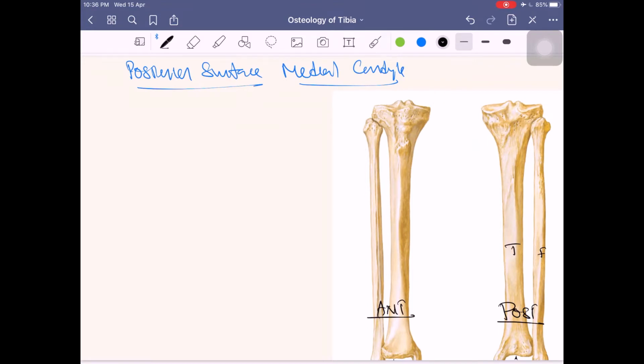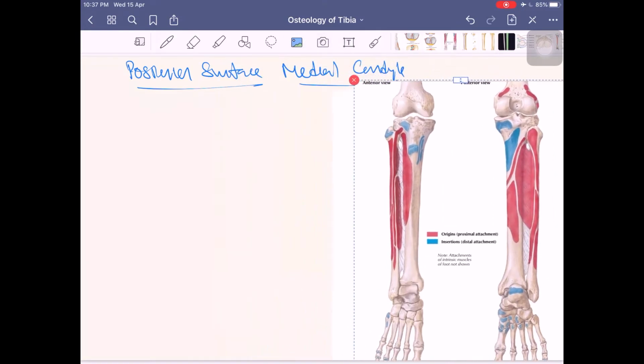Now in this picture, this is your medial condyle, and this is your lateral condyle. So this is the area we are talking about. Here you will have a groove which is meant for insertion of the tendon of your semimembranosus. Semimembranosus inserts into the groove, so a deep transverse groove is present here.